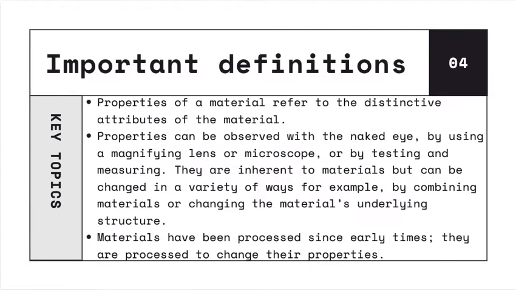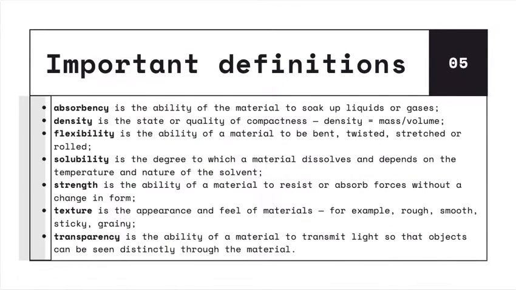So the properties are there all the time. They can be observed, they can be witnessed. They're not just feelings that you have about the material. And finally, materials have been processed since early times, and they are processed to change their properties. It's actually the reason why our society is so advanced at the moment, is because people have worked out how to process materials into all kinds of useful properties.